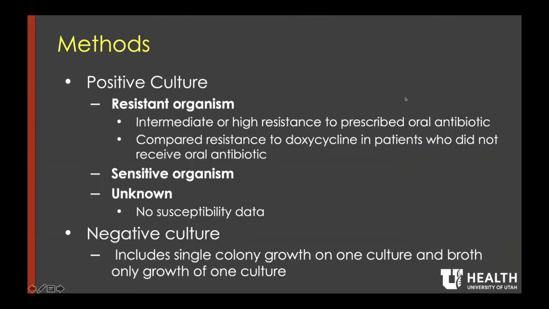We classified a positive culture into one of 3 groups. A resistant organism had intermediate or high resistance to the prescribed oral antibiotic. For polymicrobial infections, if any one of the organisms was resistant, we included it in this group. And then we also compared the resistance to doxycycline in patients who did not receive oral antibiotics, since 86% of our patients received doxycycline as the antibiotic.